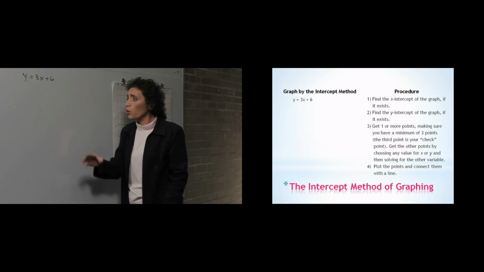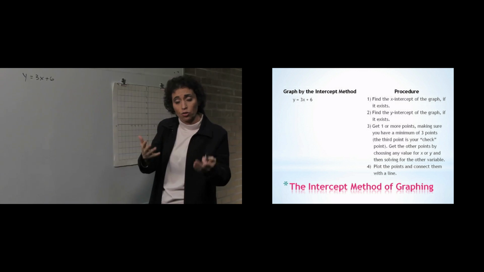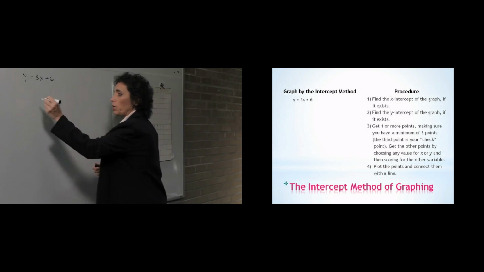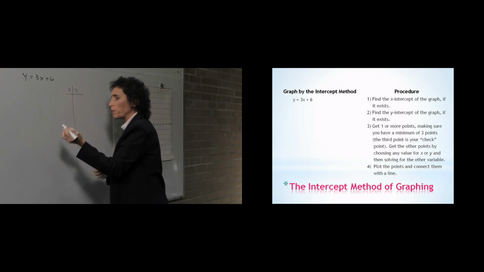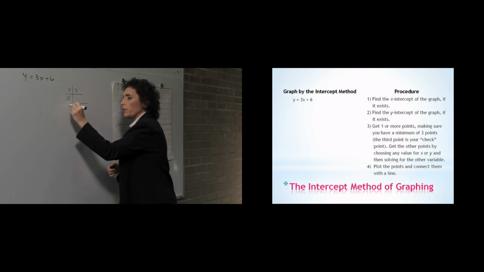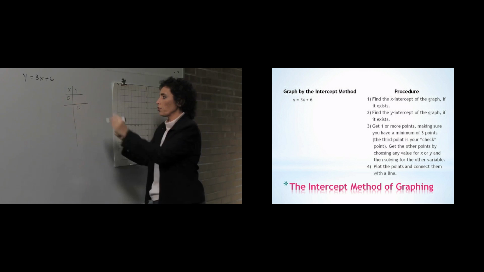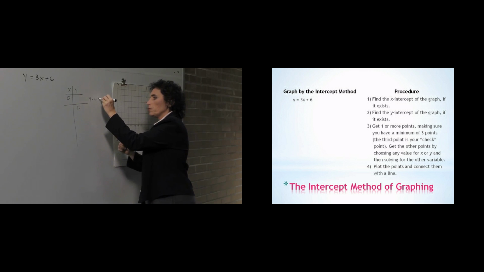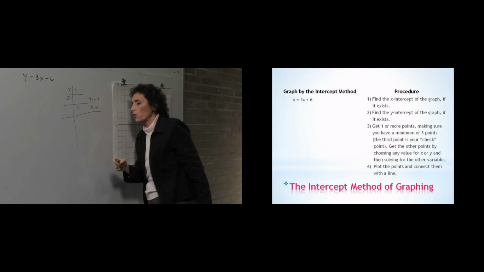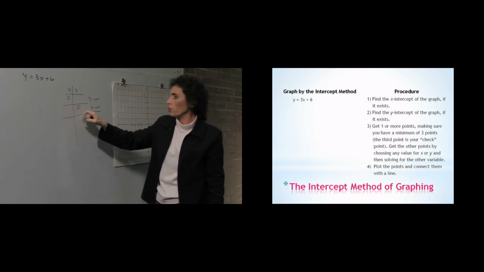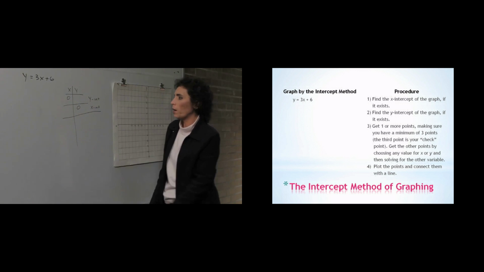Okay, so here's what we're going to do. To graph using the intercept method, the first thing you're going to do is find the intercepts. So we're going to find the x-intercept. I'm going to make a little chart. Whenever it says to graph, I'm going to make a chart. I'm going to find the x-intercept and the y-intercept. This will give me the y-intercept, because x is 0. This will give me the x-intercept, because y is 0. Y-intercept, x is 0. X-intercept, y is 0.